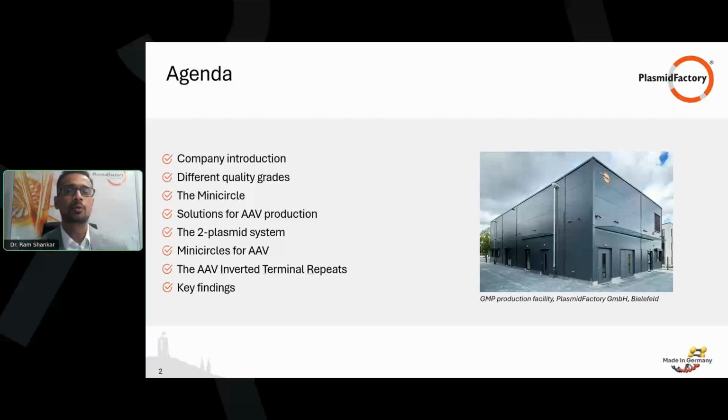And then we will talk about different solutions for AAV vector production tailored to your needs. We will be looking at the two-plasmid system as an alternative. We will be looking at how minicircles can change your AAV vector production. And finally, let us get into the important topic that has recently come up, the AAV inverted terminal repeats and what they can do to impact your vector production.